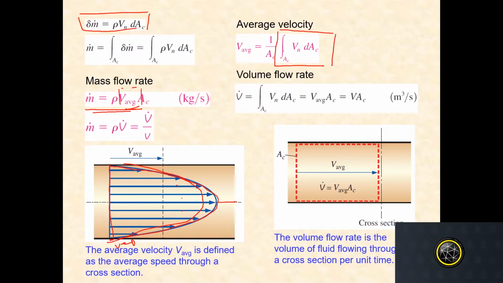Basically, we assume that this is two-dimensional. In the previous chapters we learned that the velocity can be expressed as a function of location or height. For example, here you have y and x, so V can be a function of y.